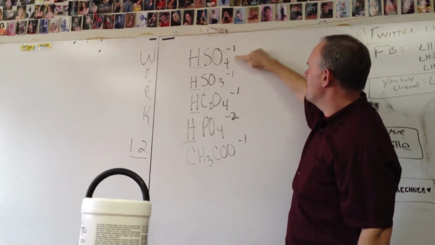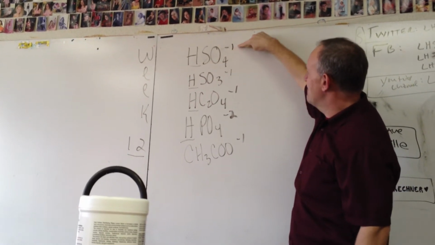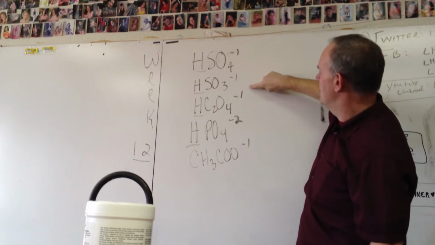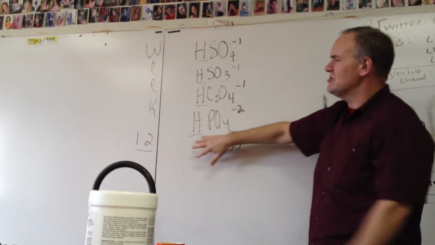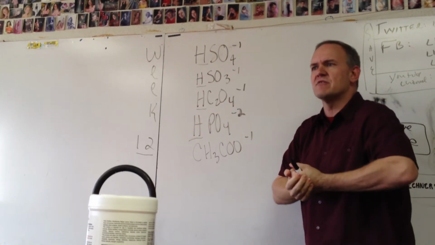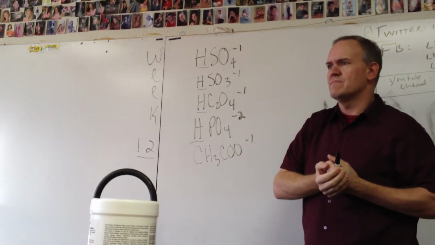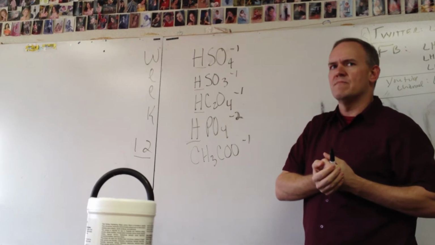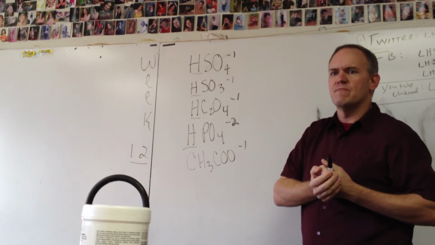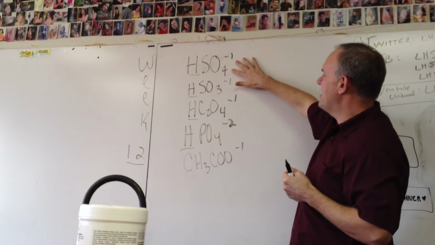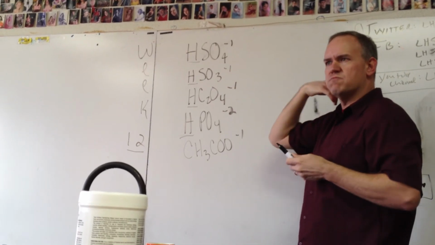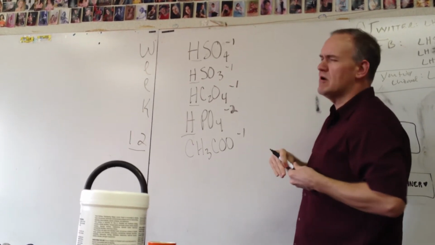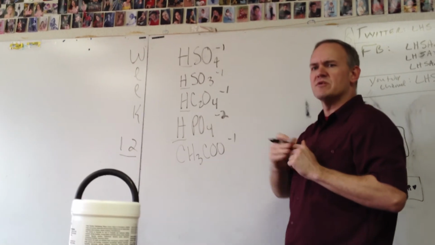But hold on a second, what about the charges? This is sulfate's -2, sulfite's -2, oxalate's -2, phosphate's -3. Do you see a pattern here? What's the pattern? Sulfate without an H is -2, with an H it's -1. Sulfite without an H, it takes one away. Actually, be careful the way you say it.